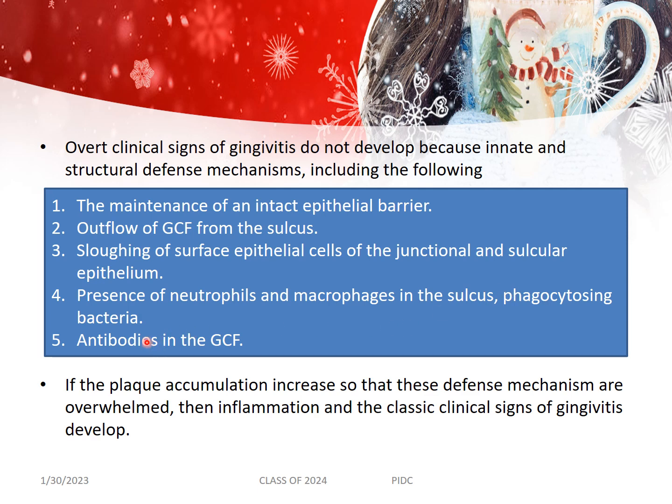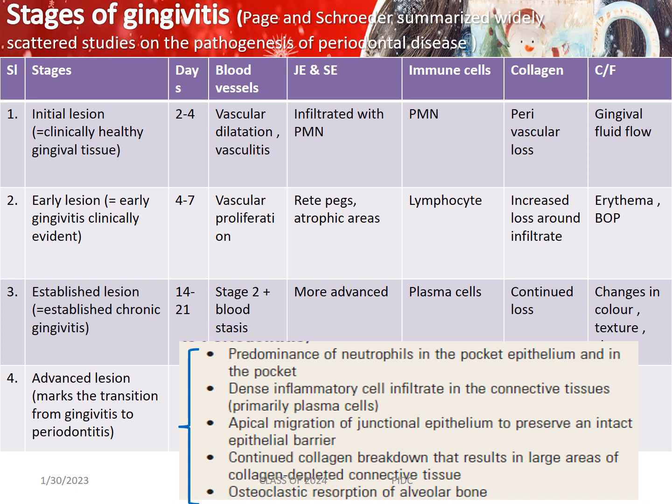In other words, though subgingival plaque activity is going on in almost all individuals, the clinical signs of gingivitis are not shown in most of them. It is because of these factors which help us to stay out of the disease. But if the plaque accumulation increases so that the defense mechanisms of our body are overwhelmed and not able to manage it, then inflammation and the clinical signs of gingivitis will develop. Alright. So now we'll see what the stages of gingivitis are.